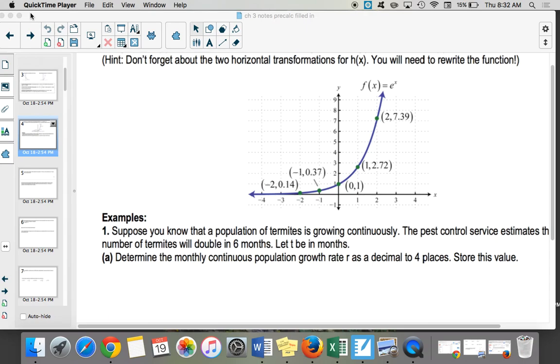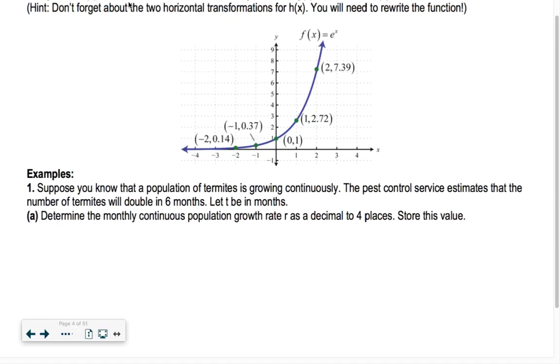Left off when we hadn't quite finished these story problems in this section. It says, suppose you know that a population of termites is growing continuously. So yes, when you see something that says growing continuously, that's the PERT equation, so we should use that equation. All right, so we're going to do A of t equals P e to the rt.